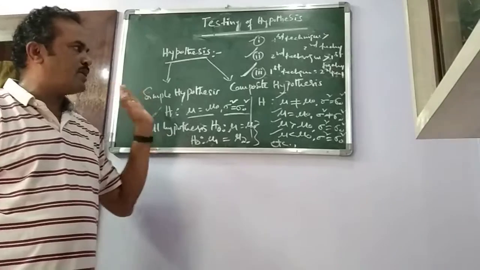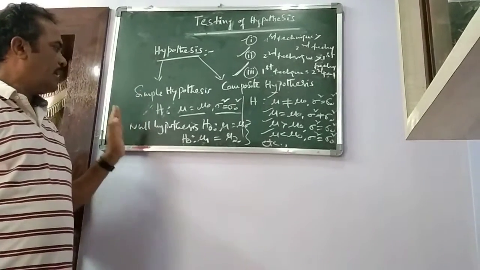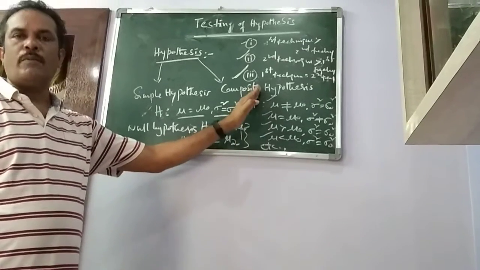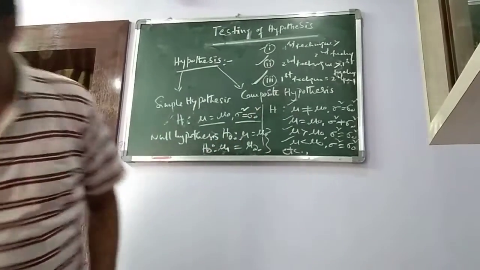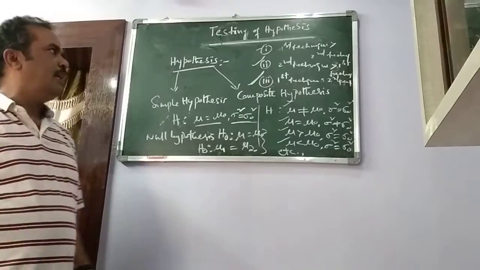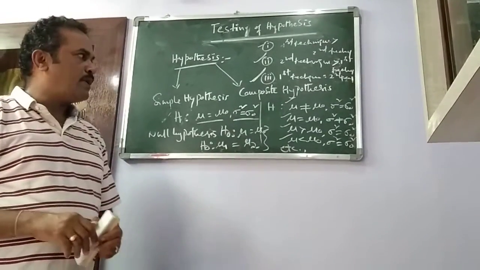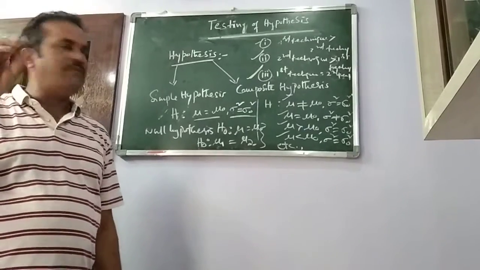All these statements belong to the alternative hypothesis. The null hypothesis is nothing but a simple hypothesis. The alternative hypothesis is nothing but a composite hypothesis. So the alternative hypothesis is the rival hypothesis of the null hypothesis. That's why, for any testing of hypothesis problem, the alternative hypothesis plays a very important role.